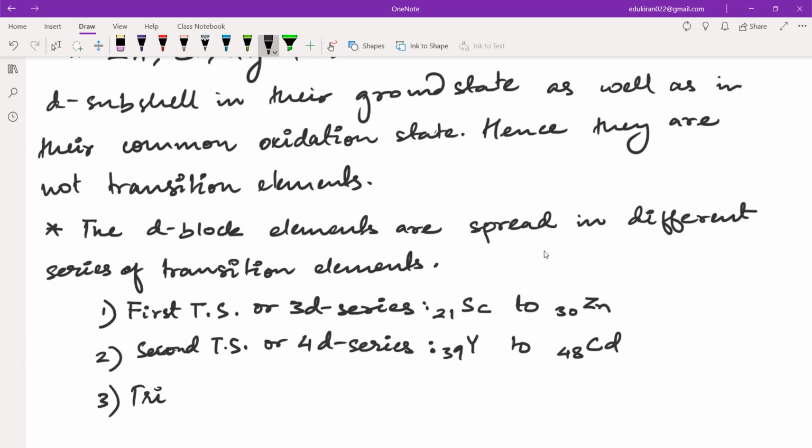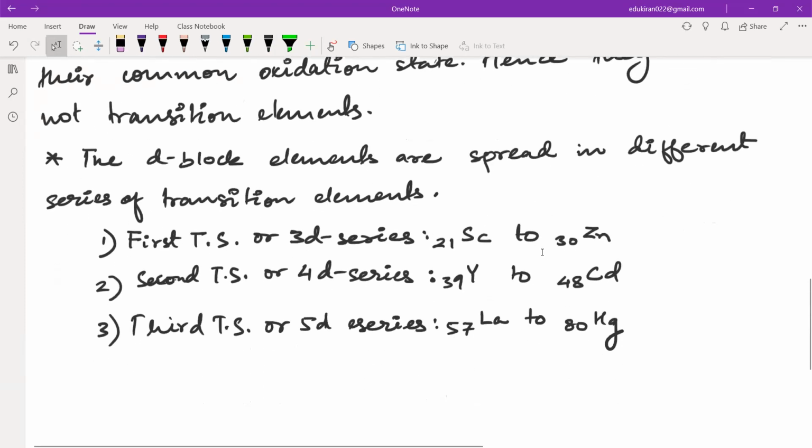The third transition series or the 5D series, which starts with 57, lanthanum. Then there are a series of F block elements. And after filling the 14 F block elements, we go till mercury, that is 80, Hg.